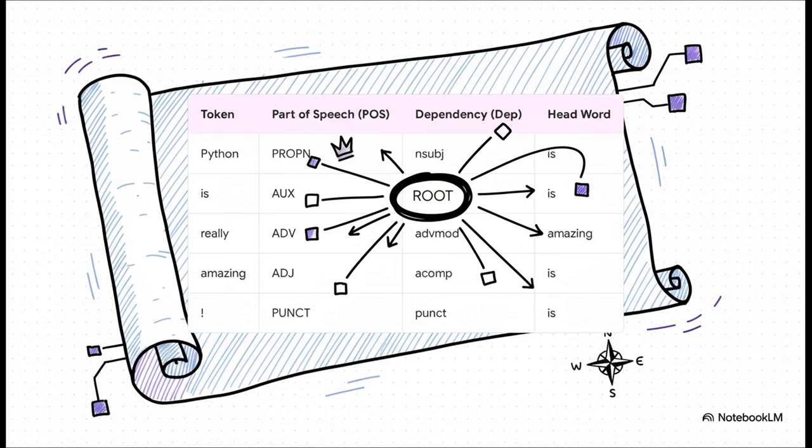Just look at this thing. Every single word is tagged, it's linked. You can see clear as day that Python is the subject of "is." You can see that "is" is the root, like the absolute backbone of the whole sentence. And you can see how "amazing" describes Python through that verb "is," while "really" is just there to beef up the word "amazing." This is the map we were talking about.